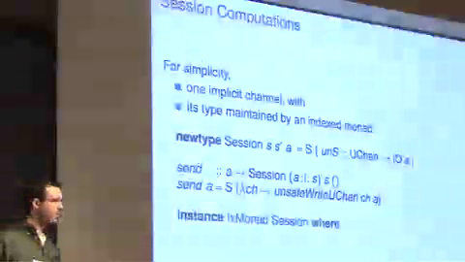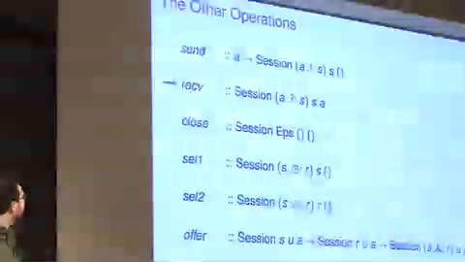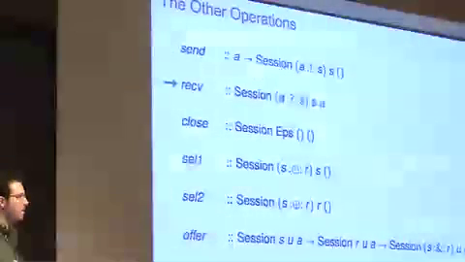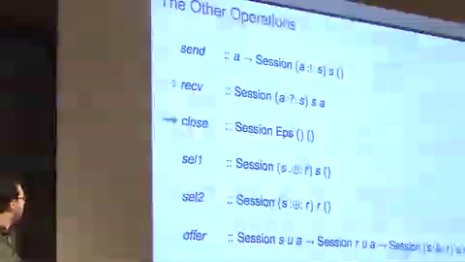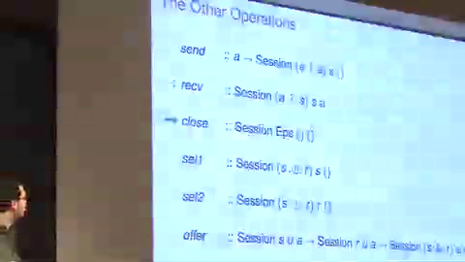And of course, session will be an index monad. So here are the types of all of our operations. We've seen send. Receive is pretty straightforward. If you have a protocol that says that you can receive an A, then you can receive an A. You can close it when you're done.